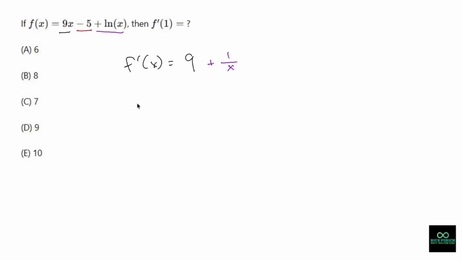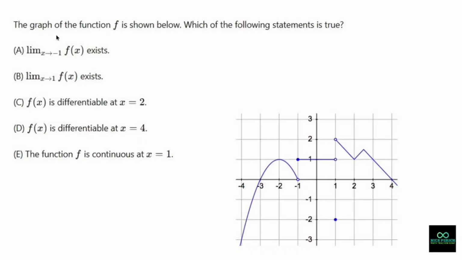Now to complete this problem, we take 1 and plug it in for every x. So 9 plus 1 over 1 is going to be 9 plus 1, which is 10. So if f of x equals 9x minus 5 plus ln of x, then f prime of 1 is 10. The answer is E. Thanks for watching.